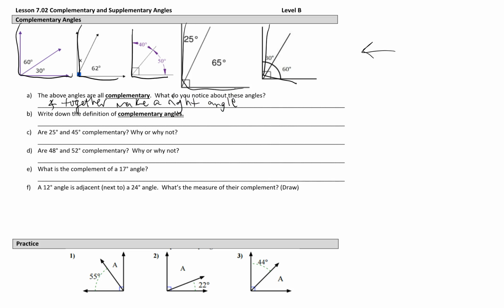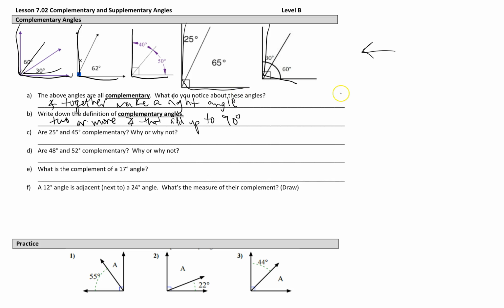So for our definition, we're going to say complementary angles are two or more angles that add up to 90 degrees. So two or more. The "or more" just means it could be split up a bunch of times like that. Two or more angles that add up to 90 degrees. When we think about it, they look like a right angle.